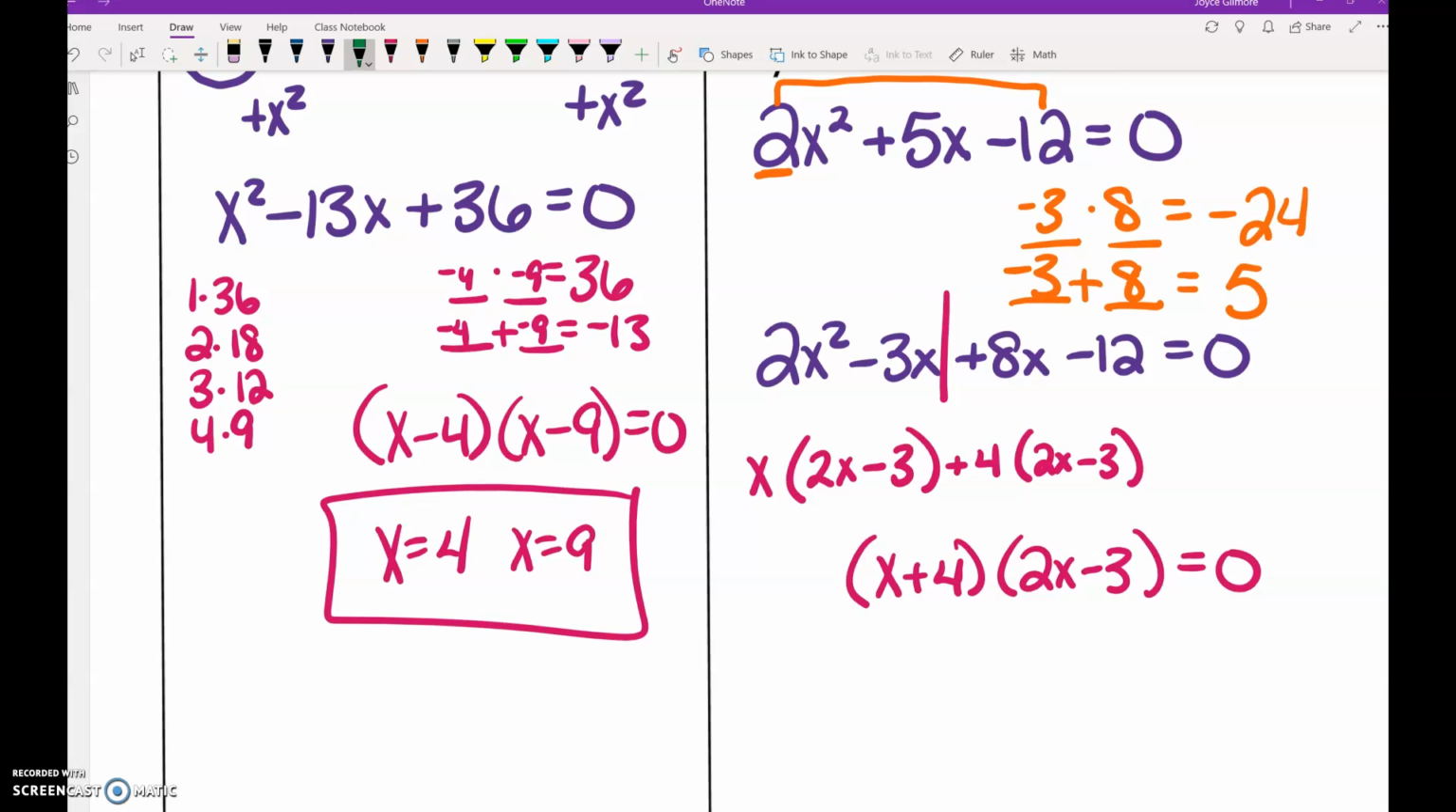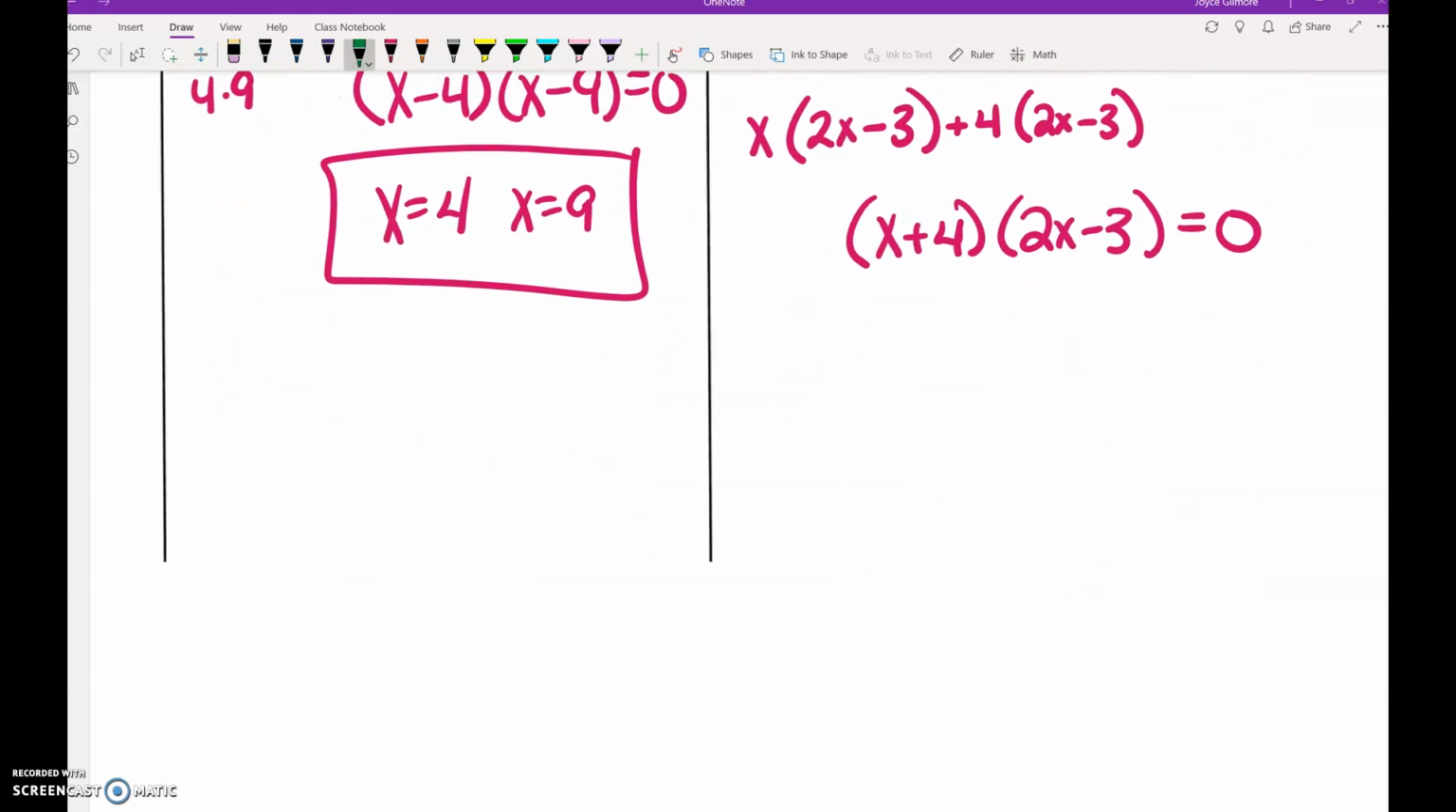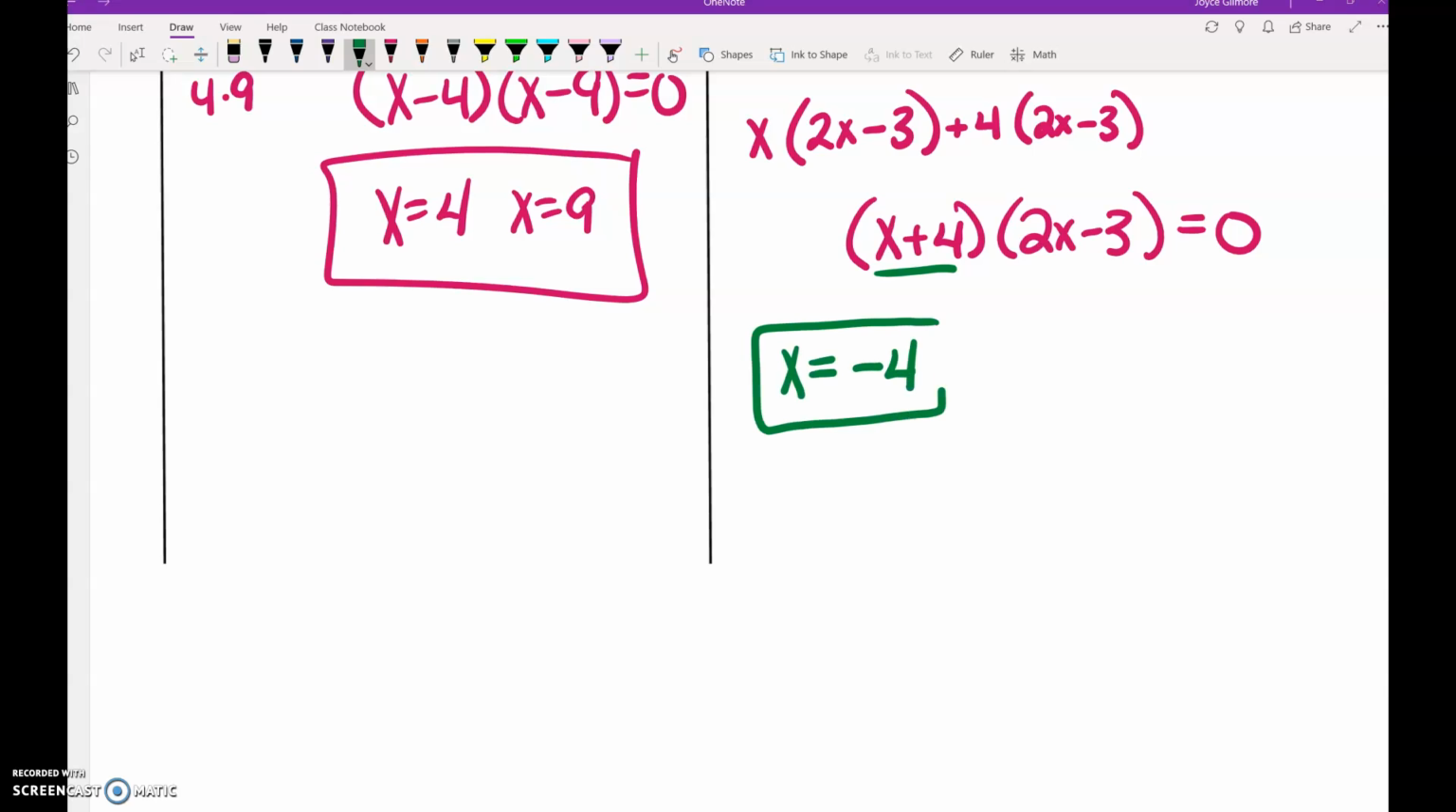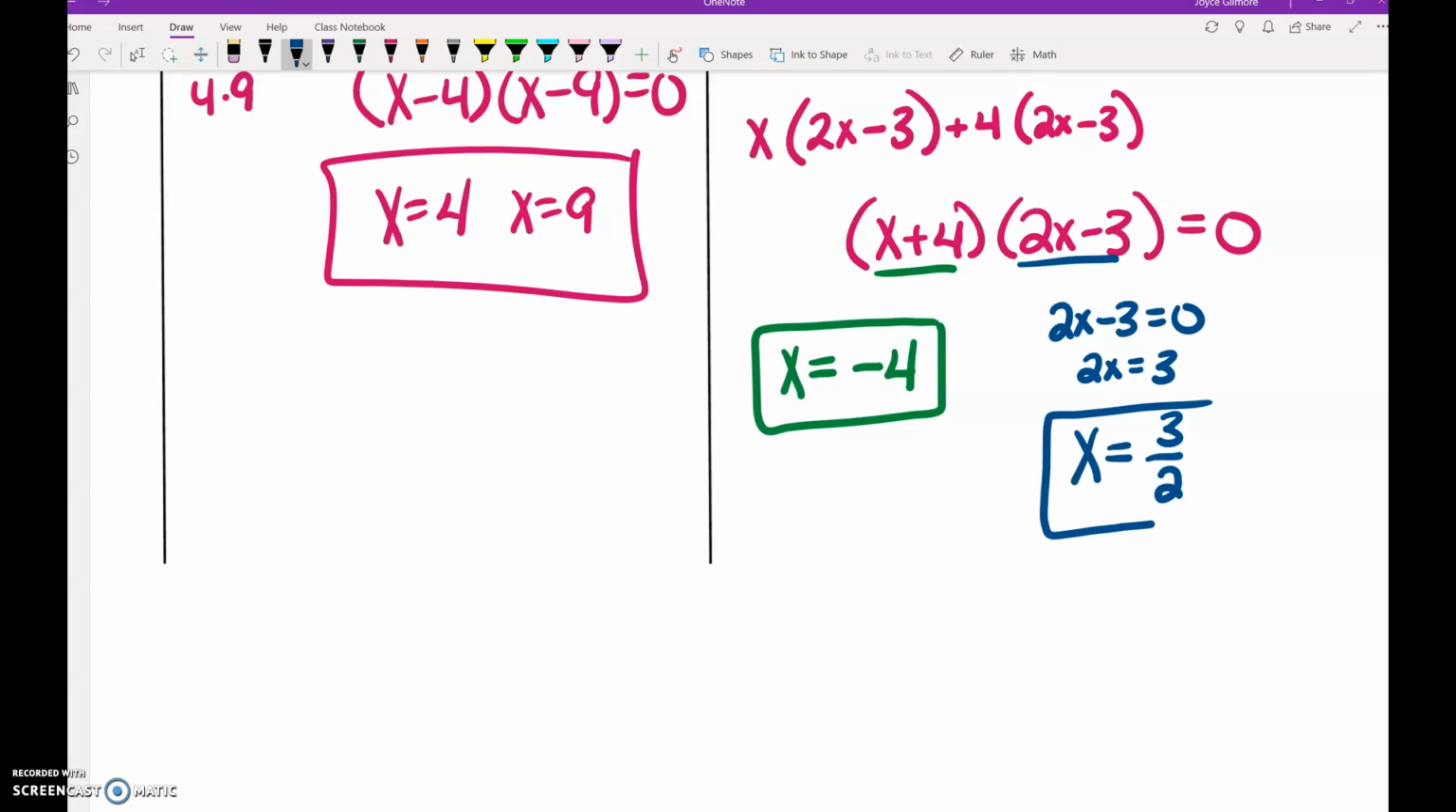Now, even if you think that you're just totally stellar at this, you need to pay attention to how to solve this one. The first part's easy. If x plus 4 has to equal 0, what does x equal? Negative 4. That's the easy one. If 2x minus 3 has to equal 0, we have to sit here and solve that equation. So add 3 on both sides, divide both sides by 2, x equals 3 halves.